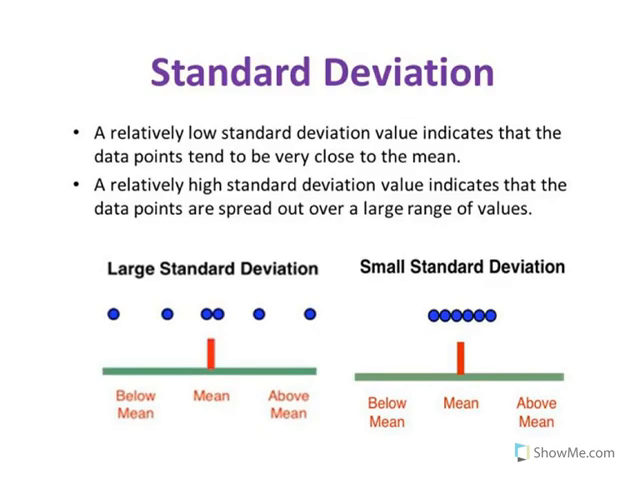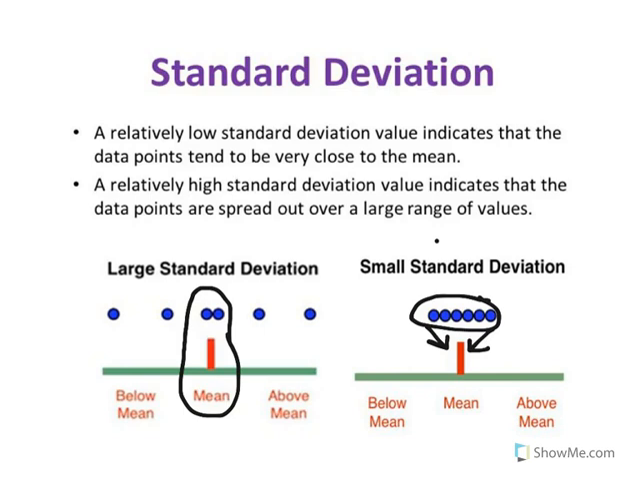We can take a look at these two pictures. The one on the left has a large standard deviation because the data points are far away from the mean. So our mean is right here. So that means the average distance is going to be larger from the mean because the data points are more spread out. Whereas on the right here, we have a small standard deviation because all of these data points are really close to our mean.